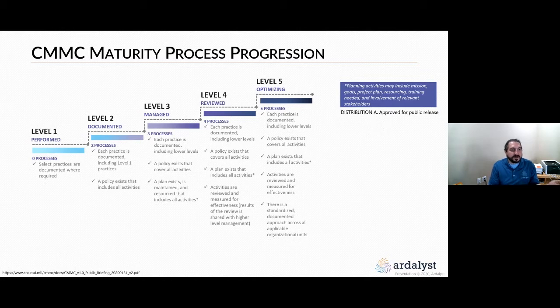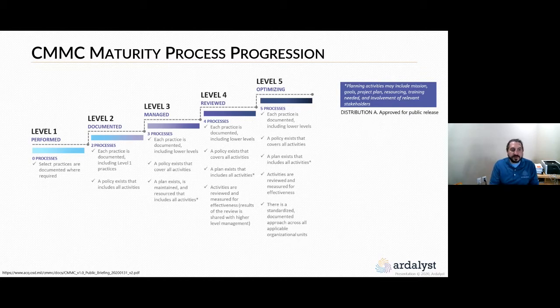Here you can see they've broken up the practice of cybersecurity, for lack of a better word, into these 5 levels. The first is we do stuff. We perform cybersecurity. So we have a list of things, a couple are documented, but for the most part, we're going out and doing some of the things that we ought to do.